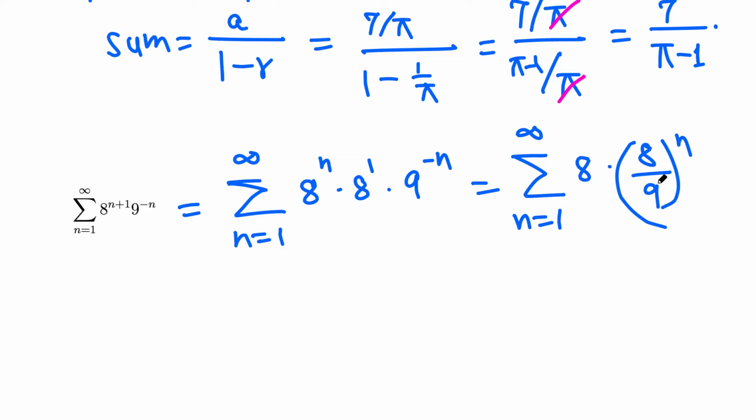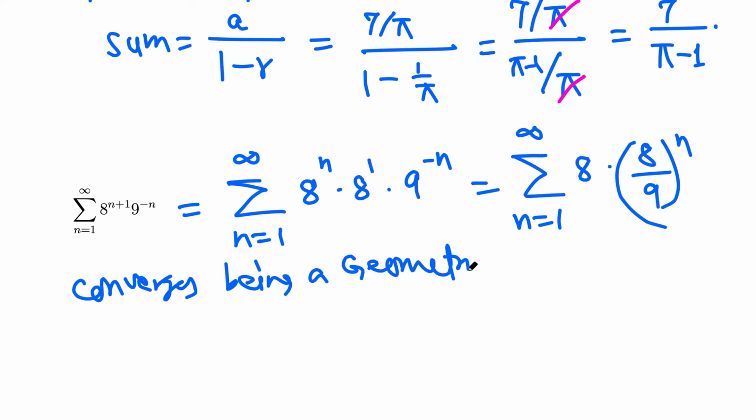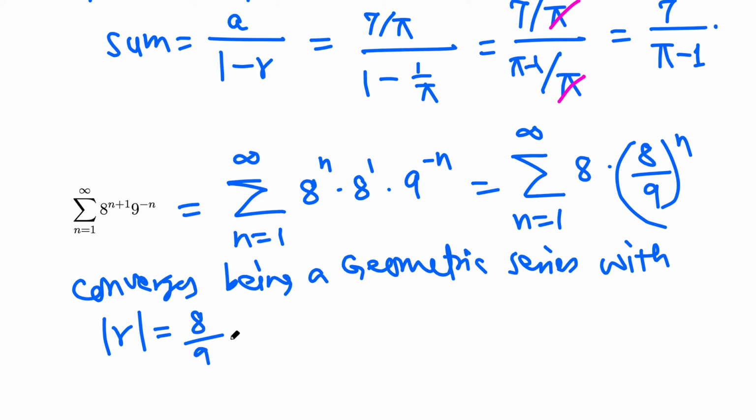Again, this is a r^n, a geometric series, and r is 8 over 9, which is less than 1. The absolute value of this is less than 1, so it converges. So it converges, being a geometric series with the absolute value of the common ratio, 8 over 9, being positive, so we don't even have to worry.